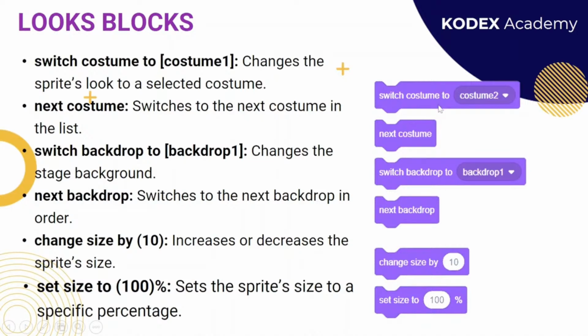Like you can see, this mention is switch costume. Switch costume means when you want to change the look of your sprite. In Scratch there are multiple sprites available, which have many costumes with different visual effects, different positions, and different colors. You can switch your costume as per the demand of your animation with the help of this block.